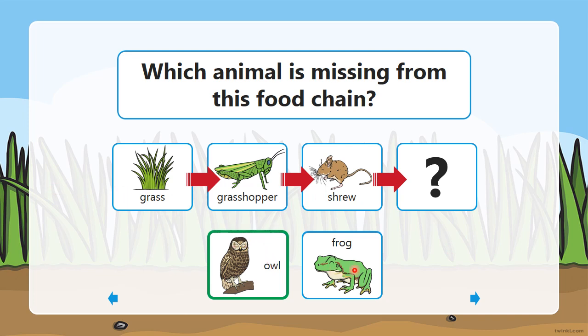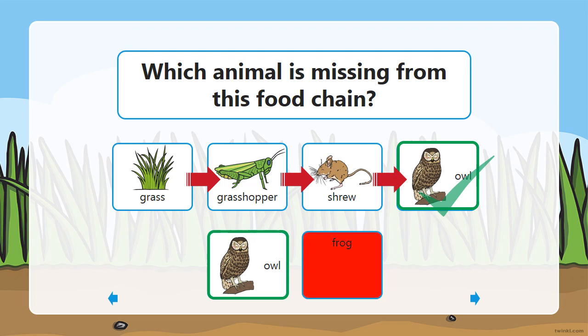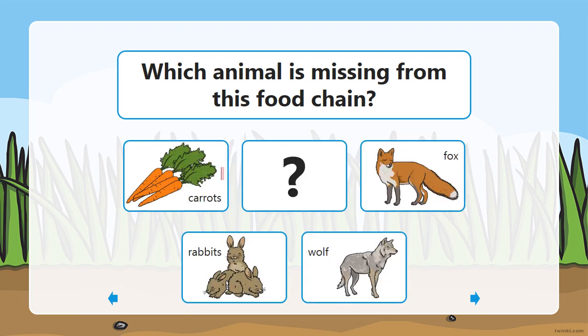Which animal will complete the food chain? Who is going to eat a shrew? An owl is the right answer. Question number 2. Which animal is missing from this food chain?